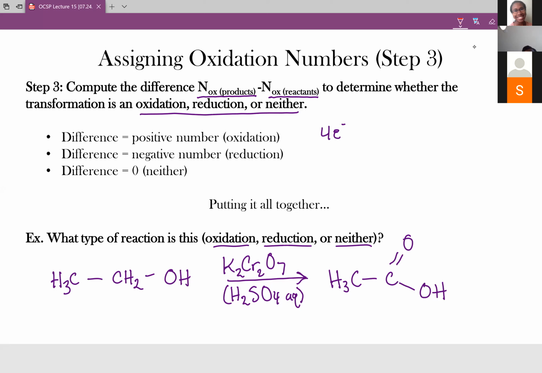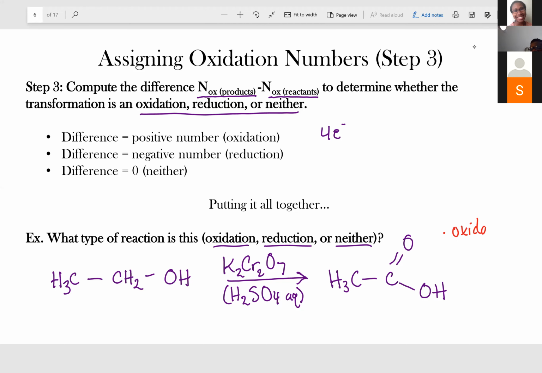Would it be a reduction? Close. It's actually going to be an oxidation, and specifically a 4 electron oxidation. And so let's see how we get to that. The carbon that's going to be changing between our reactants and our products is going to be this carbon right here. And so let's calculate what the oxidation number of that carbon is between the reactants and the products.